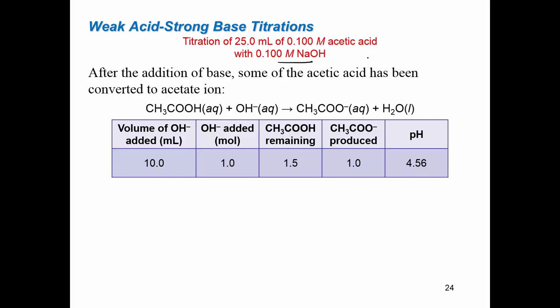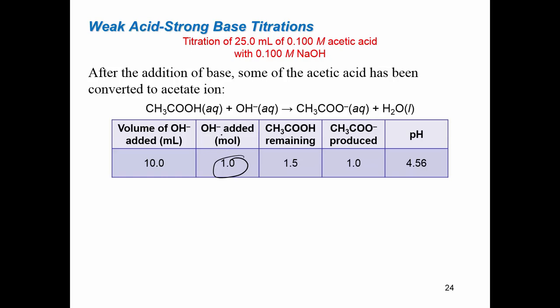Remember that if we start with 10 milliliters, and you should be able to convert between milliliters and liters very quickly, you multiply that by your 0.100, which is moles per liter. I'm looking at the NaOH specifically, so the liters cancel out and I get moles. Remember those kinds of calculations. It is expected that you know how to do that. So you should be able to calculate the moles of hydroxide added.